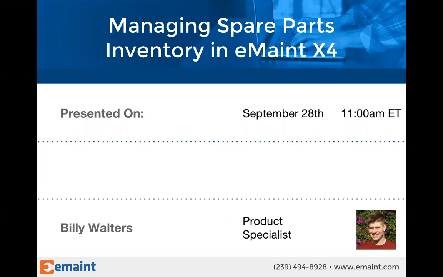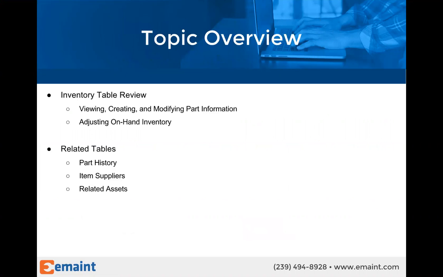So here are some of the topics that we're going to cover in today's session. The first thing we're going to go over in today's inventory workshop will be the inventory table review. We're going to view the inventory records that currently exist. We're going to go over creating inventory records, as well as how you would modify the information within the part itself. And then once we've completed that, we're going to move on to making adjustments to our on-hand inventory, may it be a positive or a negative adjustment.